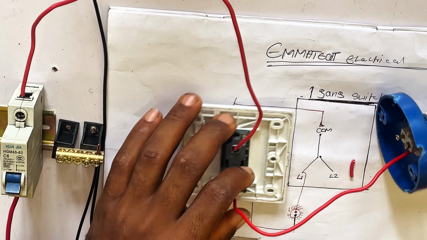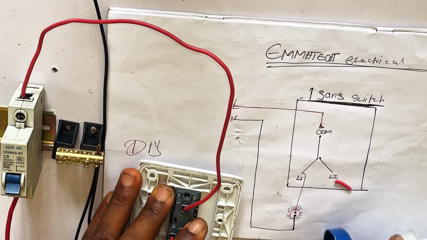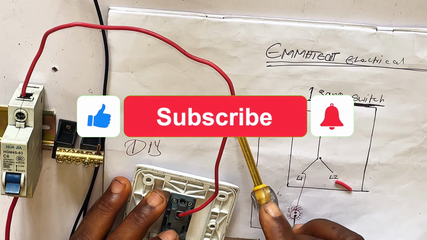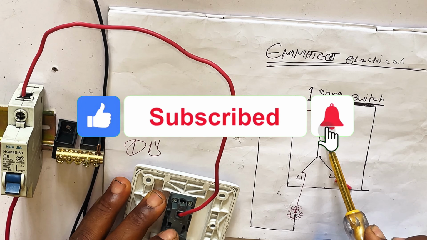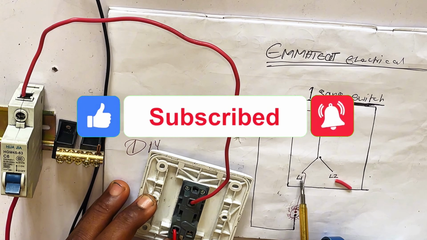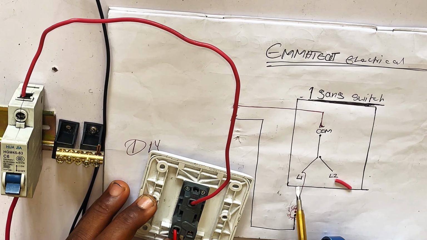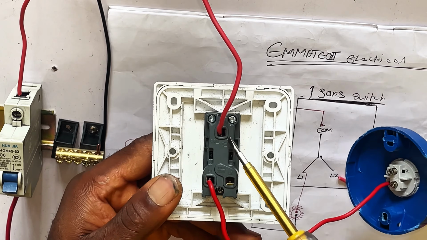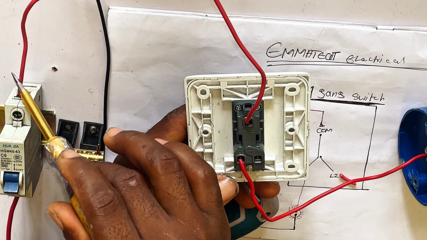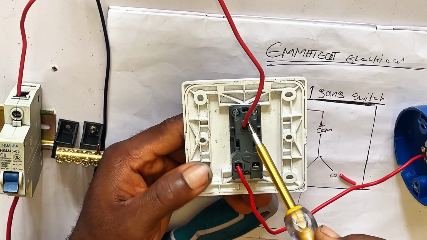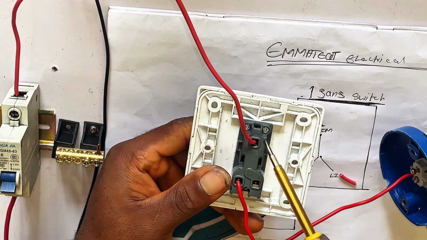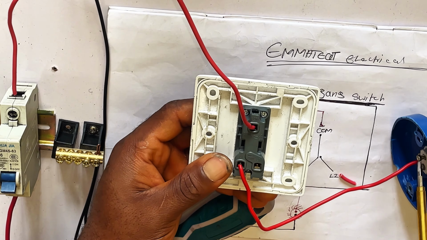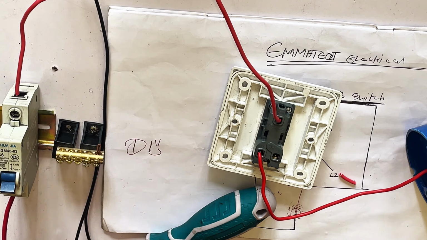So now we are done with this connection. You can see that we connect our live wire from the breaker to the common terminal of our switch. Then from L1 of our switch we connect to our light bulb. So what remains now is our neutral.